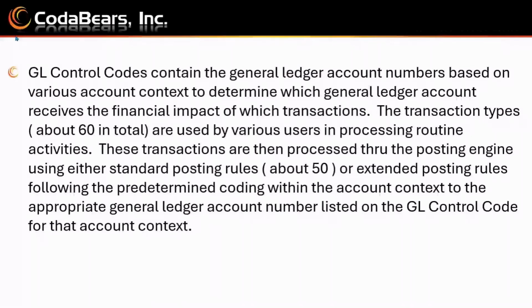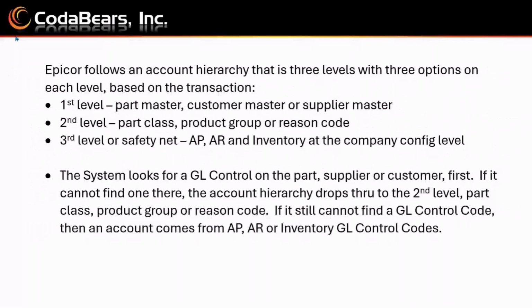Most customers are using standard posting rules. There are a couple that are using extended rules. And then with the posting engine, that pushes the account number into the general ledger based on the GL control code. There's a hierarchy buried within Kinetic that was also in 10 and 9, and it started in Vantage. And it's 3 levels, and each level has 3 choices.